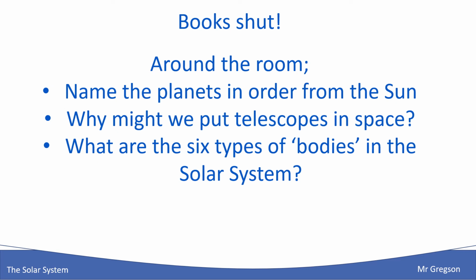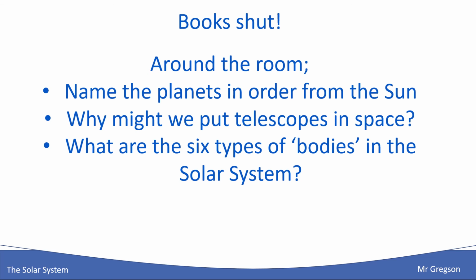So if you were doing this in class, I'd get you to shut your books, and you can do this at home now. Pause the video if you need to, and you need to be able to name the planets in order from the sun. It takes a bit of practice. You might need to also be able to answer this question: why might we put telescopes in space? So what's the difference between having a telescope on Earth and then putting the same telescope in space? And without giving it away too much, think about what the atmosphere does to light.